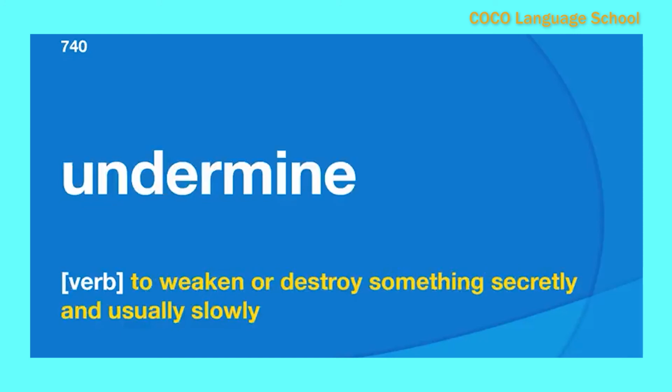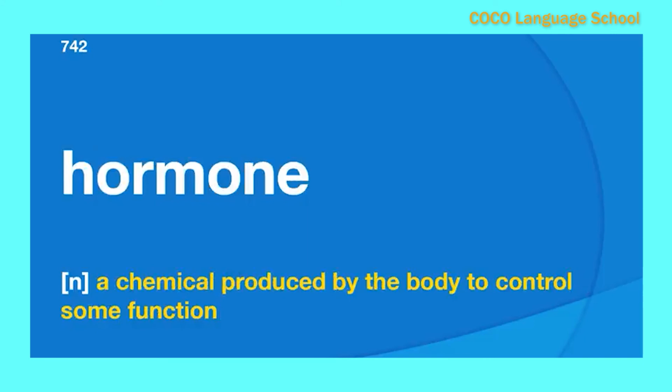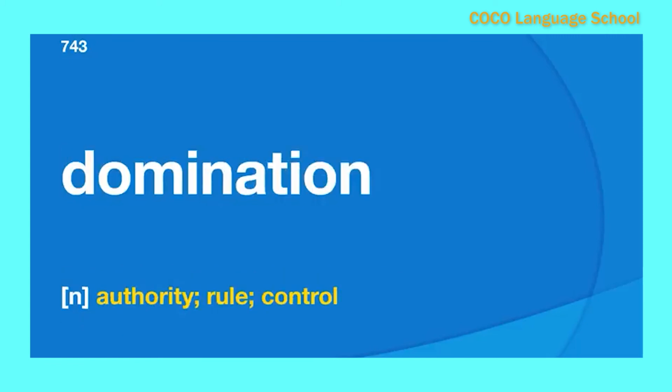To weaken or destroy something secretly and usually slowly. Undermine. The state of being more powerful, successful, or important than others. Dominance. A chemical produced by the body to control some function. Hormone. Authority, rule, control. Domination.